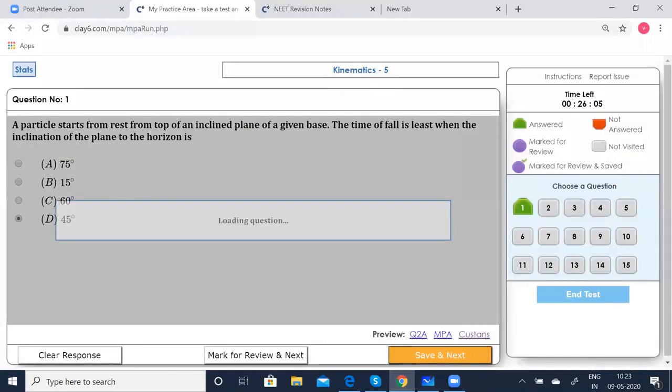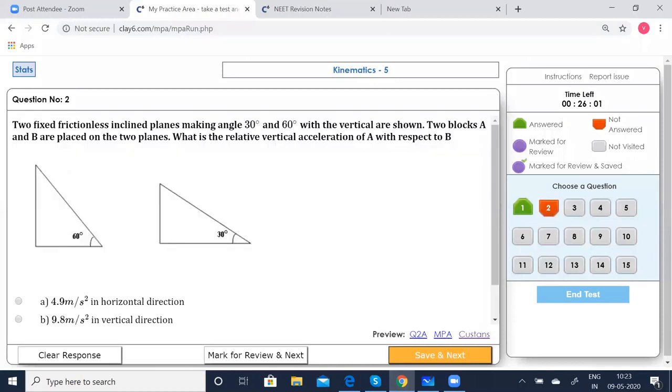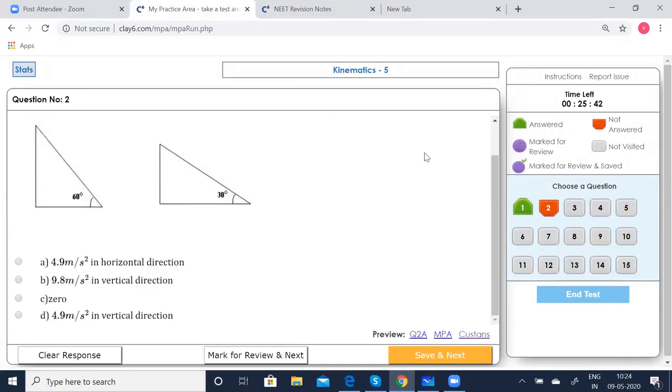Quickly go to the second one. Two frictionless inclined planes making angles 30 degrees and 60 degrees with the vertical are shown. Two blocks A and B are placed on the two planes. So we've got two inclined planes, and A and B are placed on them. What is the relative vertical acceleration of A with respect to B? That is being asked, and the options are here. Let us quickly solve that and find out which option is correct.